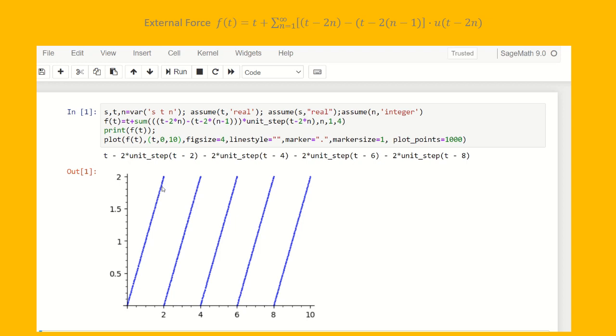This part of the graph starts at 0, 0 and goes up to 2, 2. So this is, I guess you could say, the graph of f of t equals t. This part here is f of t equals t minus 2. This part here is f of t equals t minus 4, and so on. So we can see that using our method of using unit step functions to define functions piecewise did work in this case.